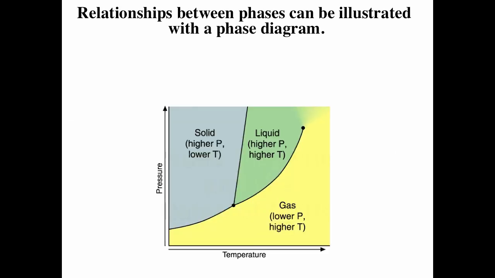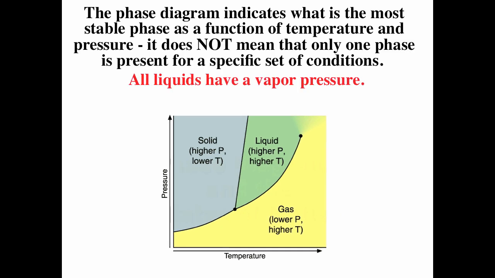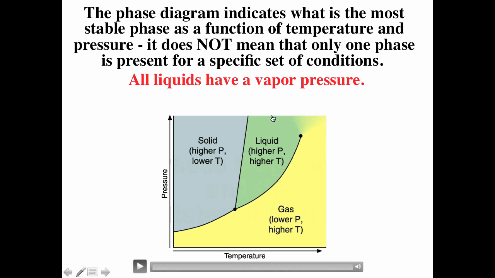And so a phase diagram shows you what is the most stable phase, okay? So again, most stable phase. Remember, all liquids have a vapor pressure. And so in this green region, you're going to have both liquid and vapor, but the liquid is the most stable phase.